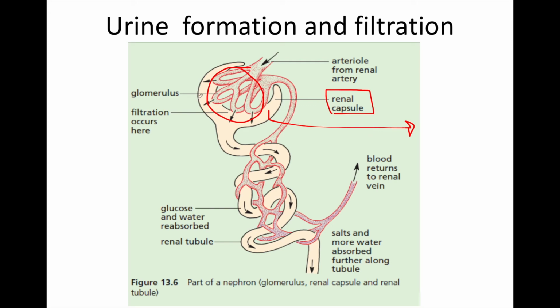So after filtration, which is the first process in urine formation, we need to reabsorb the important substances like glucose. So we have two processes in urine formation. Number 1, filtration or ultrafiltration, and number 2, reabsorption.